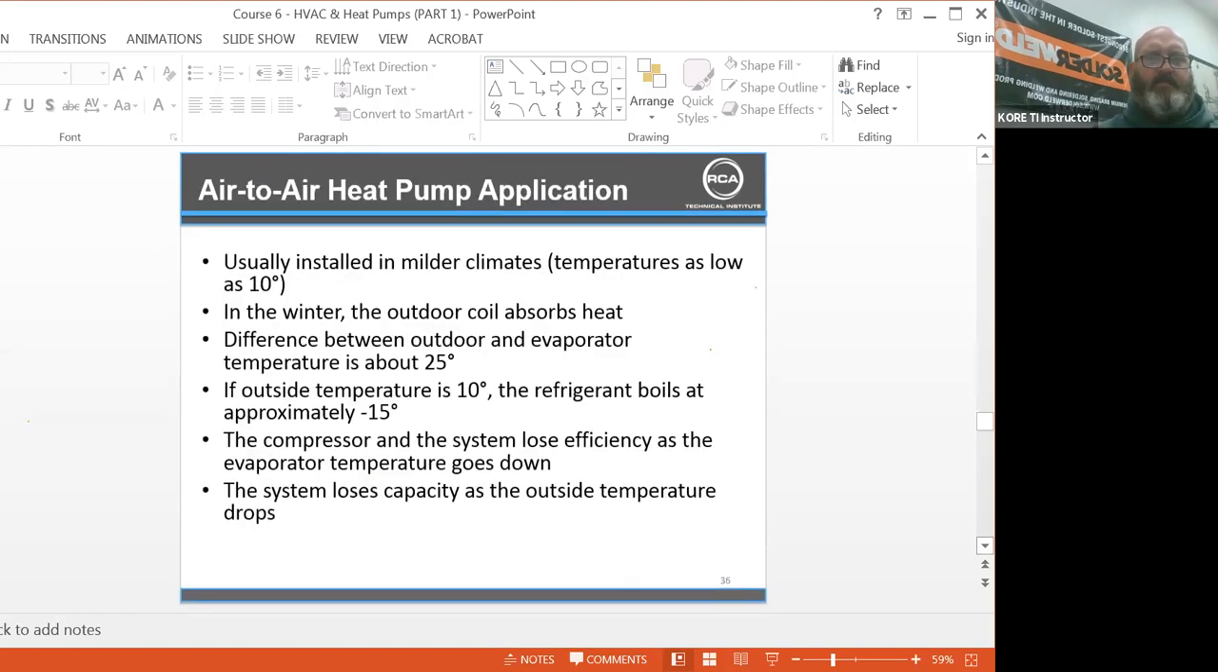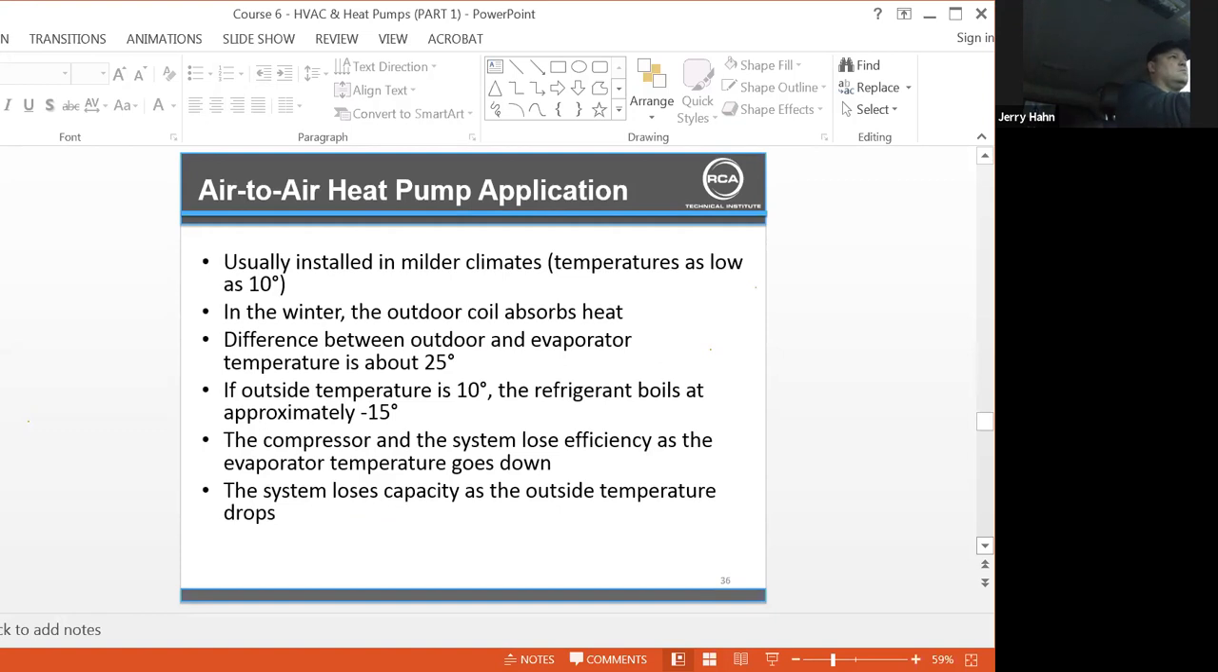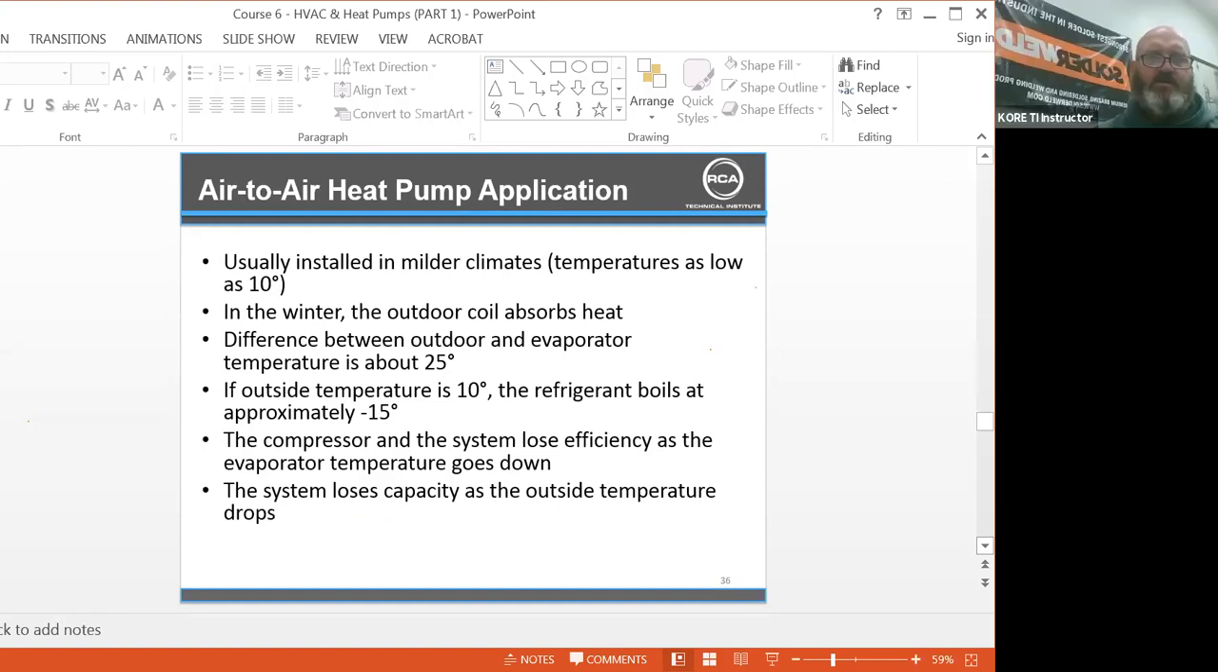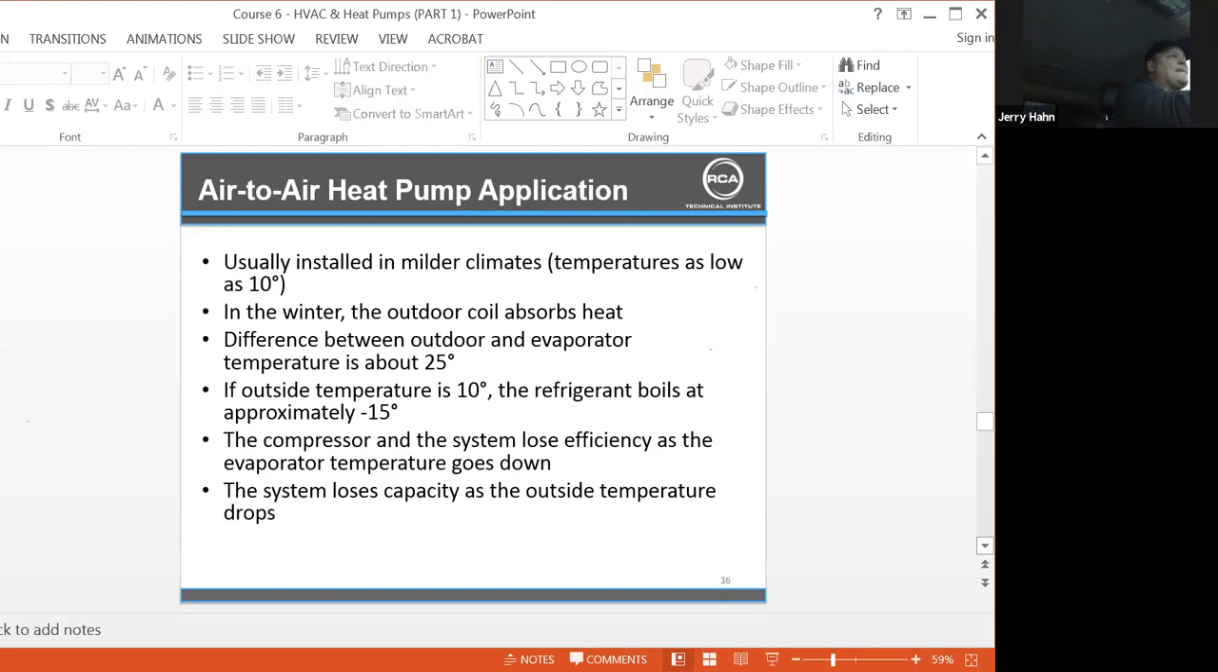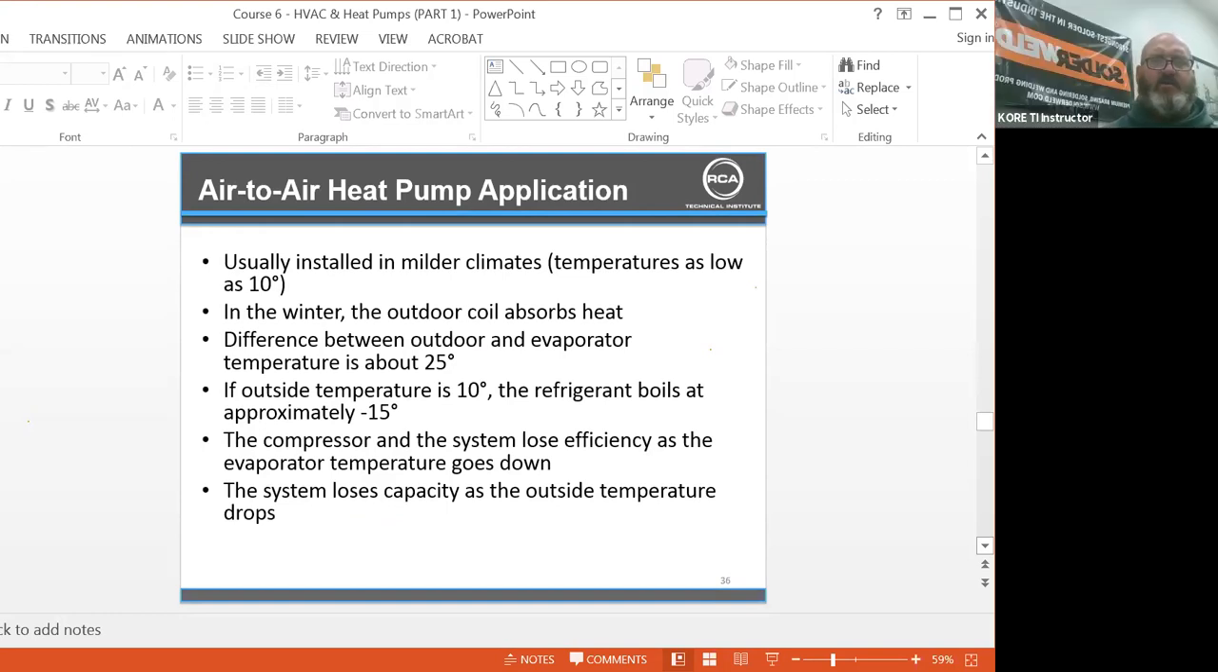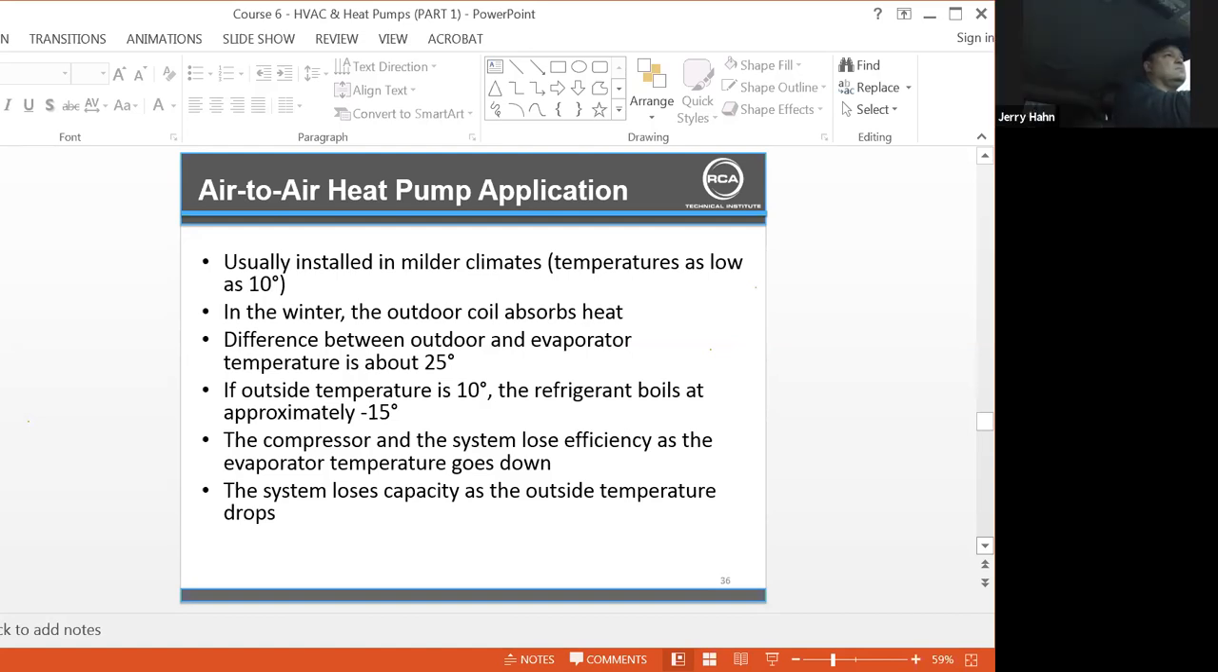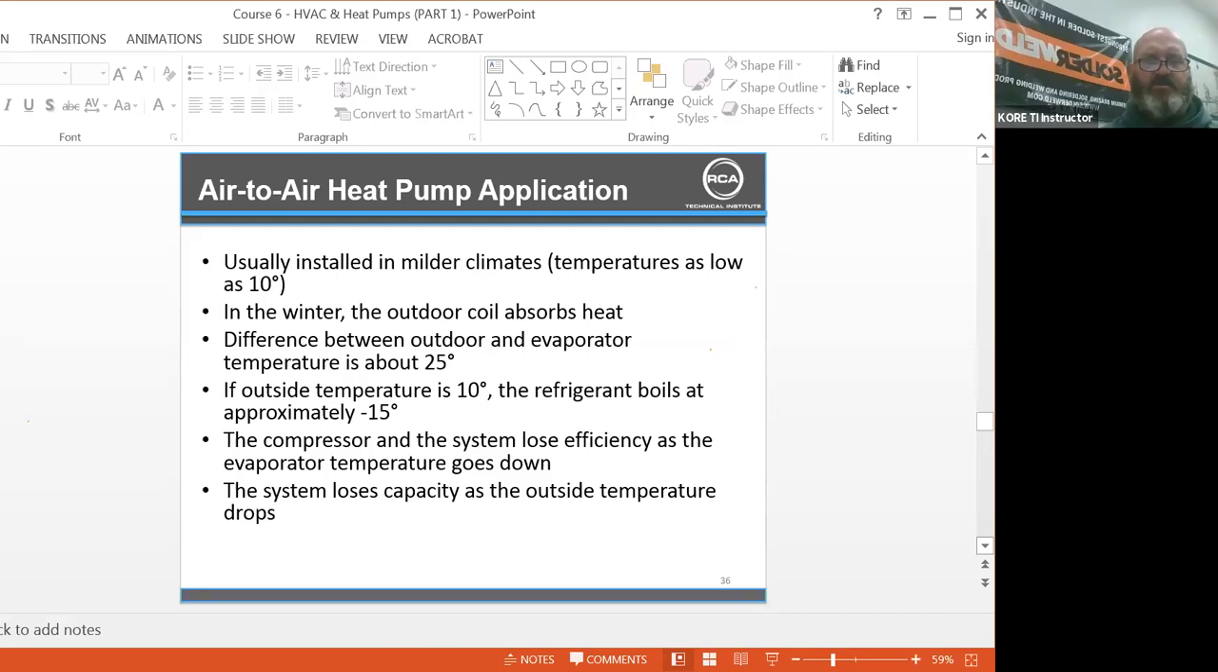Air-to-air heat pump application, usually installed in milder climates, temperatures as low as 10 degrees. In the winter, the outdoor coil absorbs the heat. The difference between the outdoor and evaporator temperature is about 25 degrees. It's kind of a rule of thumb. If outside air temperature is 10 degrees, the refrigerant will boil off at approximately -15. The compressor and the system lose efficiency as the evaporator temperature goes down.